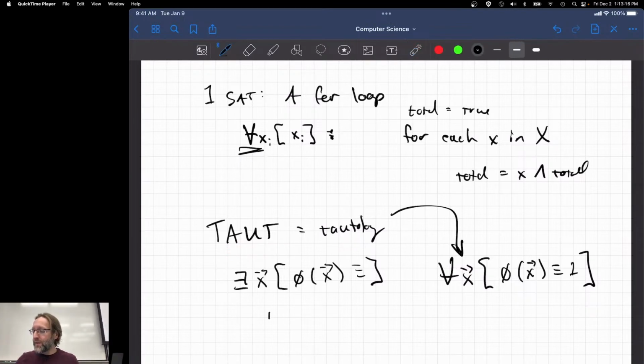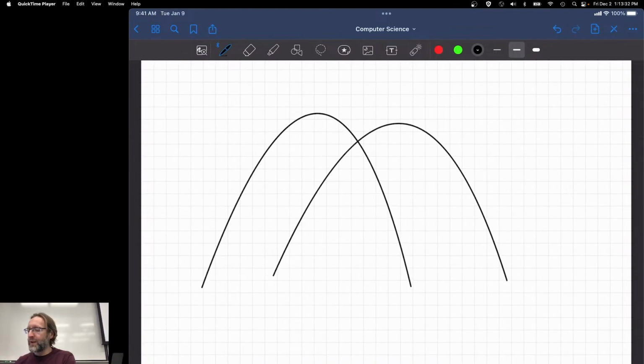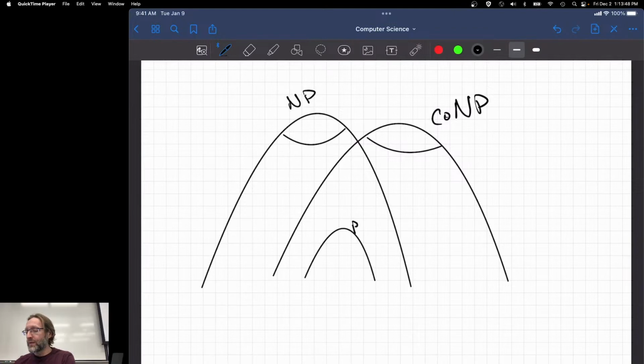Yeah, this is NP. In fact, it's NP complete. This is a class called co-NP, right? And it's co-NP complete, right? It looks like this. Here is P, here's NP, here's co-NP, right? There's NP complete, there's co-NP complete, and where is P in all of this? Somewhere in their intersection, right? Now, are there things in here? Are there things in here? Are there things in here?